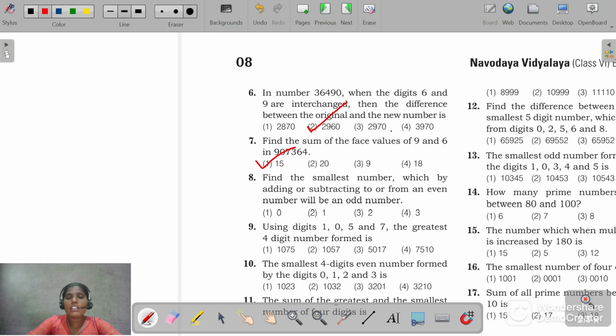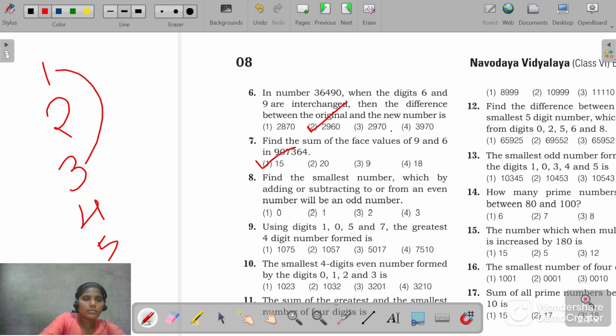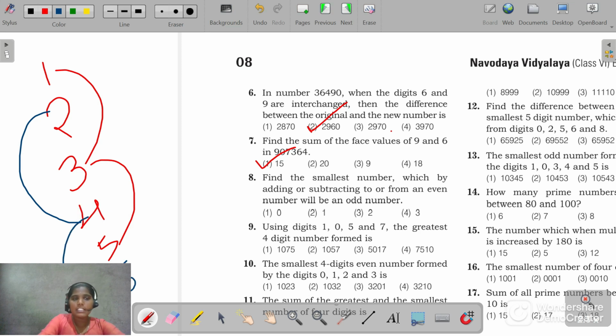Question number 8. Find the smallest number which, by adding or subtracting, turns an even number into an odd number. So let's just see. I'll write the series 1, 2, 3, 4 and 5. So when we see here, the part marked in blue are all odd numbers, and those in red are even numbers.